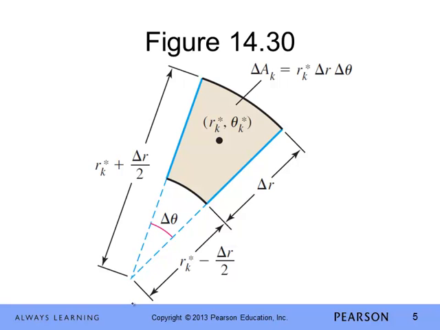So here's the big sector that goes from the pole out to here. And what is the area? So here's your delta theta. And maybe you can go up half a delta r, down half a delta r. And then you can use those formulas for areas of sectors.